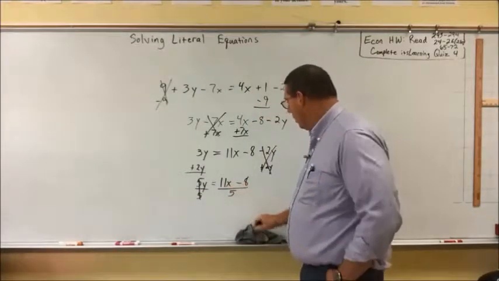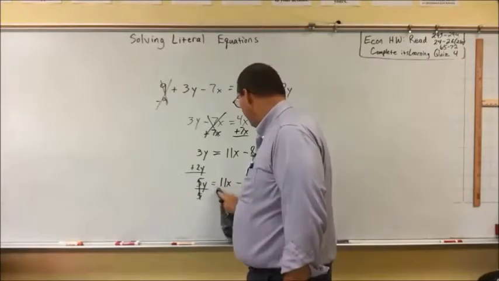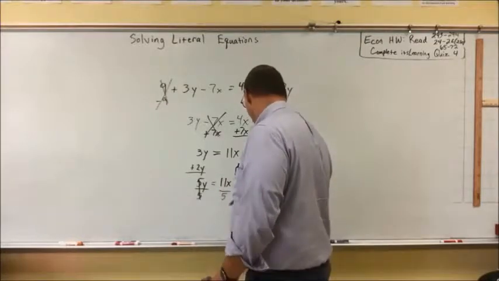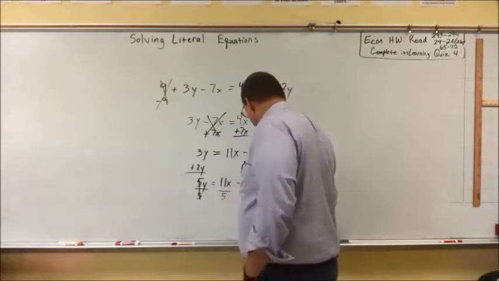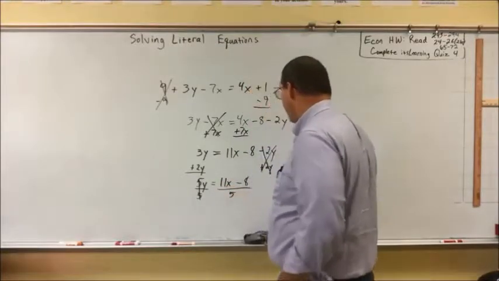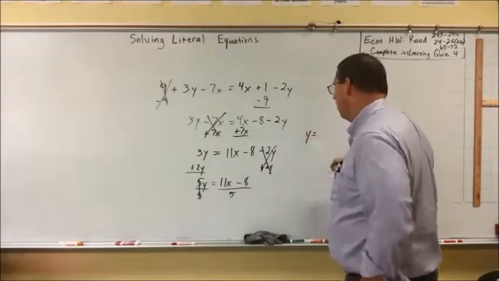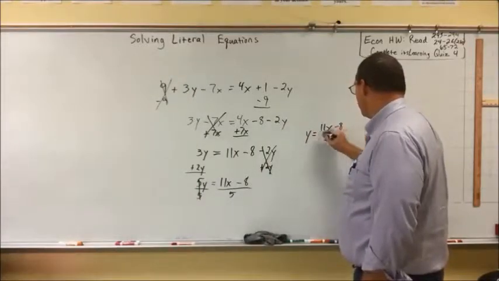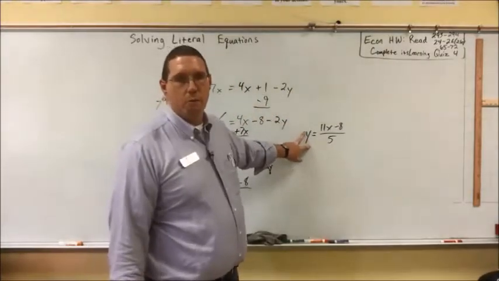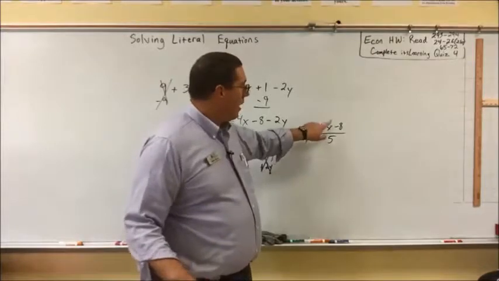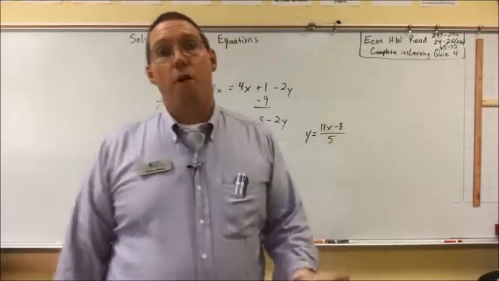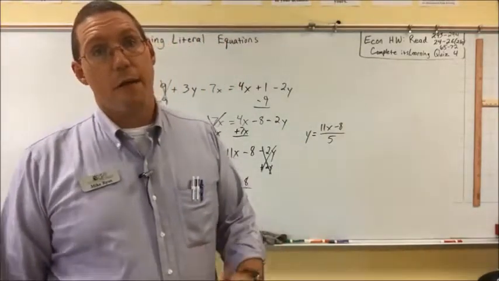I could also individually divide by 5. I could do over 5 and over 5 here if I wanted to. Okay? But instead, in this particular case, and either way is fine, I'm just going to do the whole thing over 5. And so my answer now is y equals 11x minus 8 over 5. I have put the y by itself on one side of the equal sign in terms of x. And I have an x on the other side with a bunch of other numbers and stuff. And so I have solved for y in terms of x.